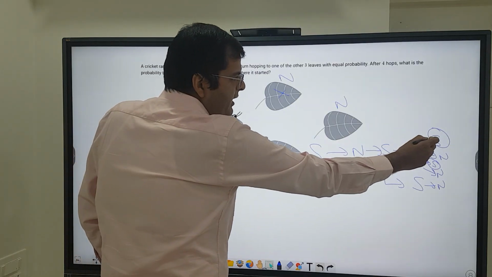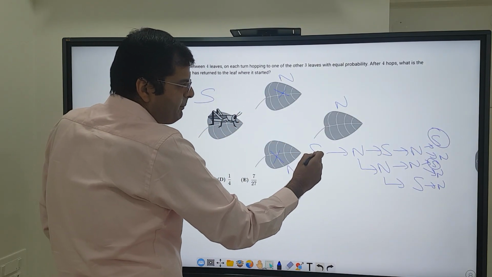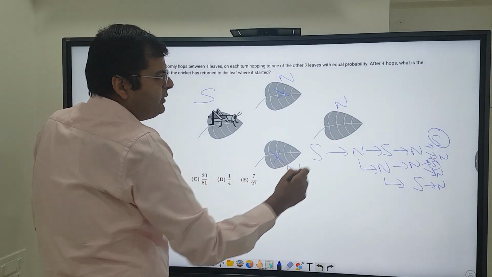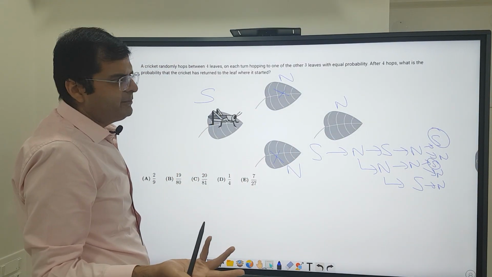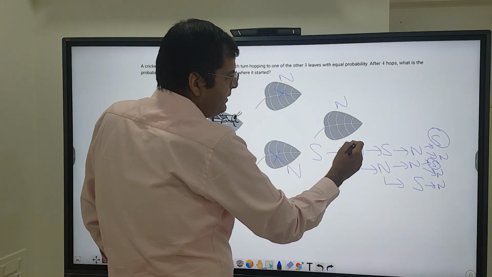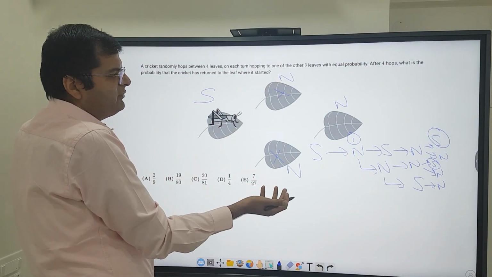So I will first calculate the probability to reach S through this path. This path is S to N. If I am at S, going to N is a 100% probability. So 100% probability means 1. So 1 is the probability to go from S to any of the N's.